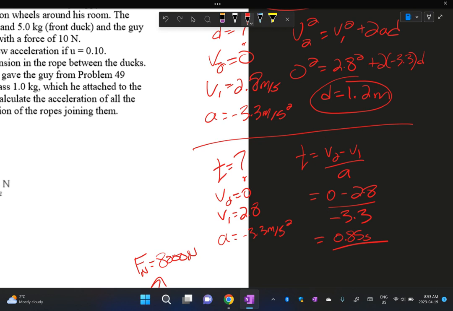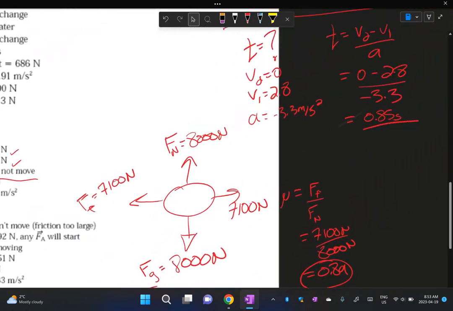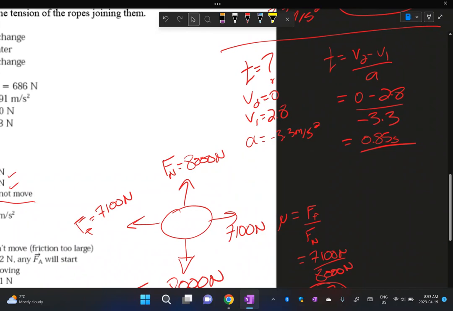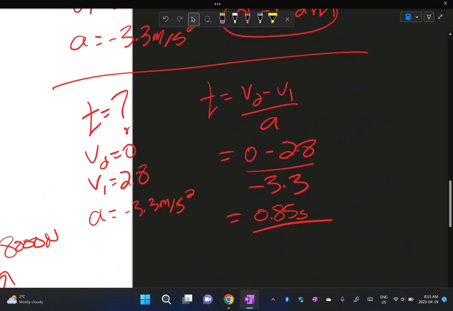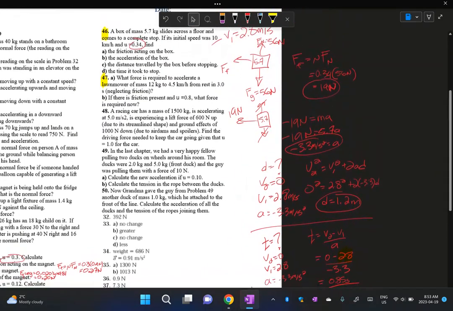And again, I think even the 3.3 might be rounded, so it could be off ever so slightly, but it should be pretty close. 8.3, and I got 8.5. I actually got 8.48. So again, I'm assuming that's due to rounding of this guy here, the 2.8, but I don't actually know for sure. But that's how you do 46.